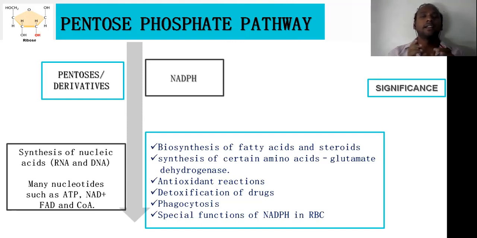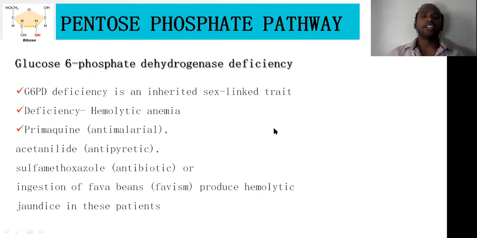And the second thing, enough of this reducing compound is present in the RBC so that it can facilitate the binding of oxygen to the heme. I'm not going to discuss that particular mechanism here, but you should remember that these are the various applications associated with NADPH. Altogether, this is the significance of the pentoses and NADPH. Clear?